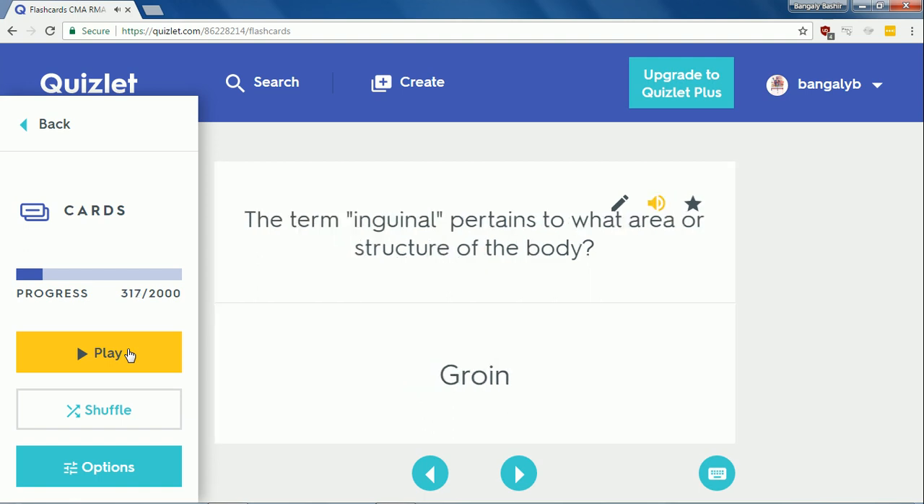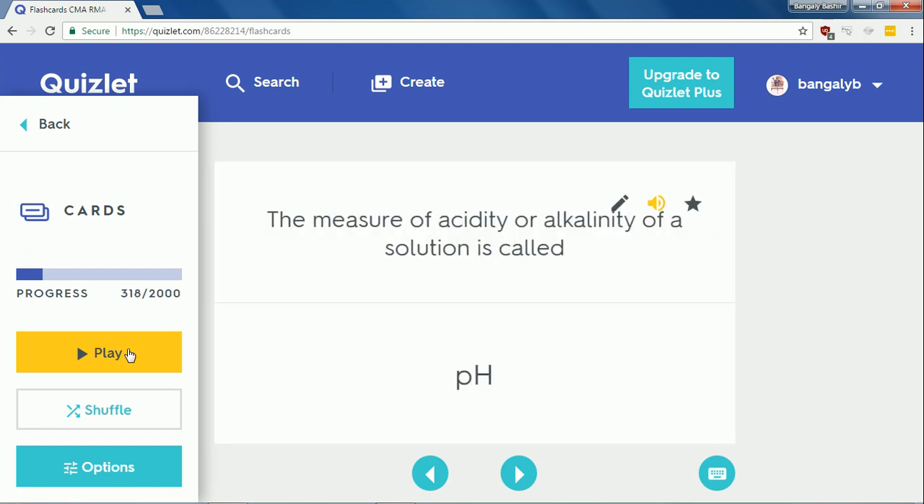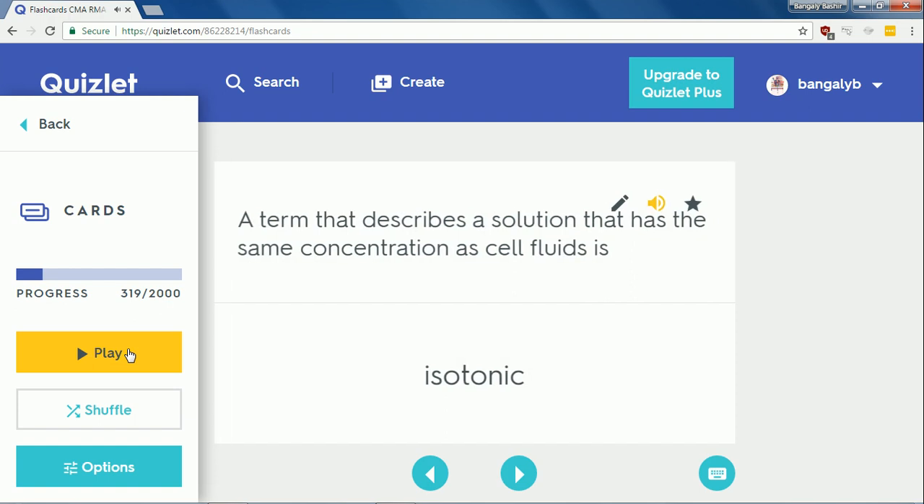The term inguinal pertains to what area or structure of the body? Groin. The measure of acidity or alkalinity of a solution is called pH. A term that describes a solution that has the same concentration as cell fluids is isotonic.